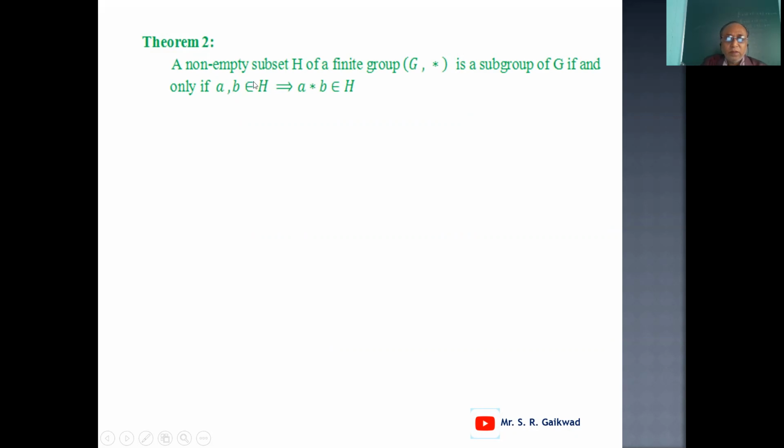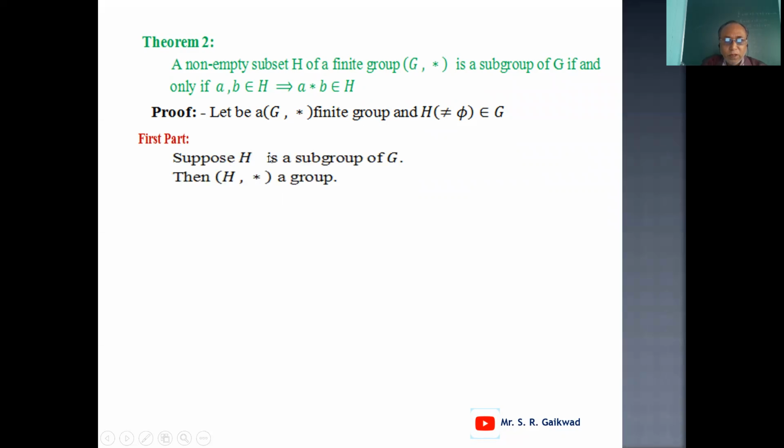Theorem second. A non-empty subset H of a finite group (G, star) is a subgroup of G if and only if a, b belongs to H implies a star b belongs to H. Now, let (G, star) be a finite group and H a non-empty subset of G. Here it is given that G is a finite group and H is a non-empty subset of G.